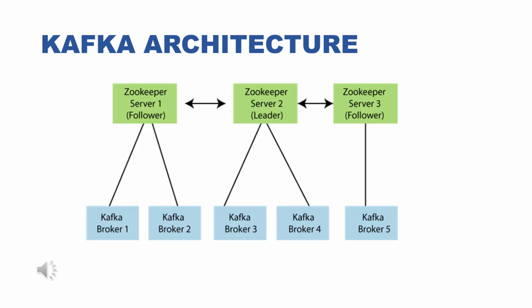This is the first diagram we are going to see. This is the Kafka architecture. So we have zookeeper. We have zookeeper server 1, zookeeper server 2, and zookeeper server 3. The first server 1 is a follower, the second one is the leader, and the third one is a follower. The first one will communicate with Kafka broker 1 and Kafka broker 2. The second server, the leader, will communicate with broker 3 and broker 4. And zookeeper server 3 will communicate with Kafka broker 5.